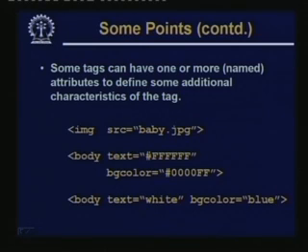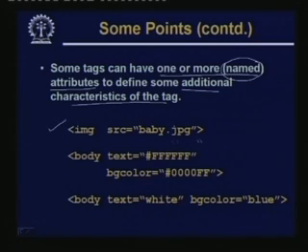Some tags, as I mentioned, can have one or more attributes. Now, each of these attributes has a name. Some of these attributes can also have a value. These attributes specify some additional characteristics of the tag. Some examples are shown here.